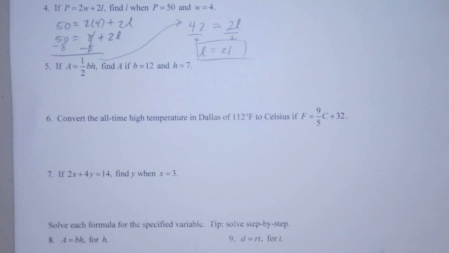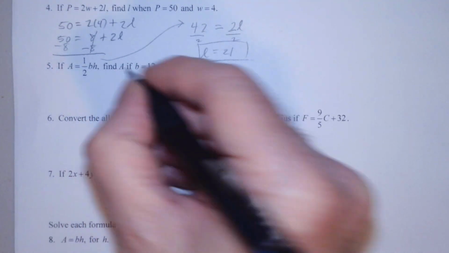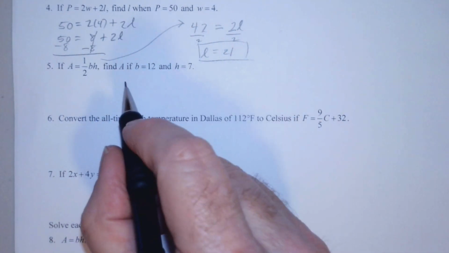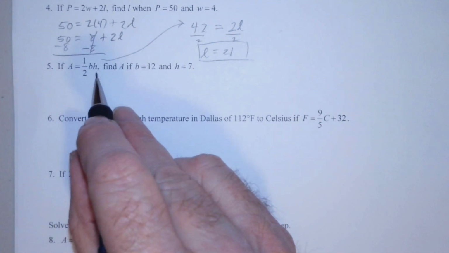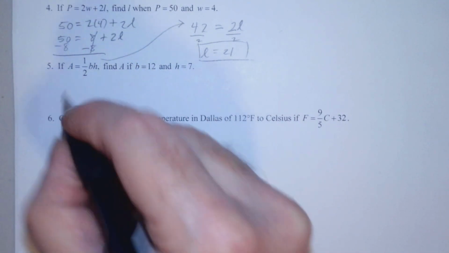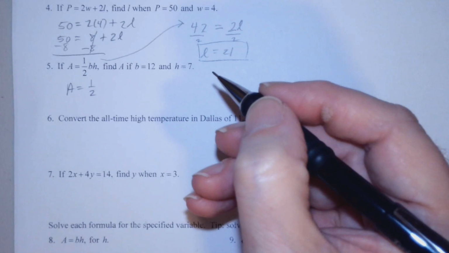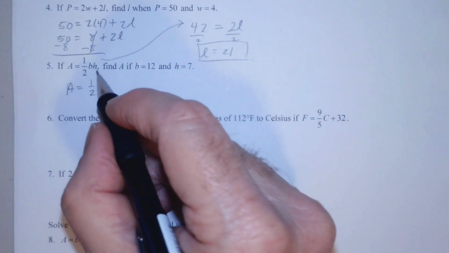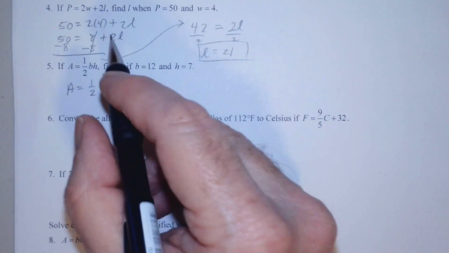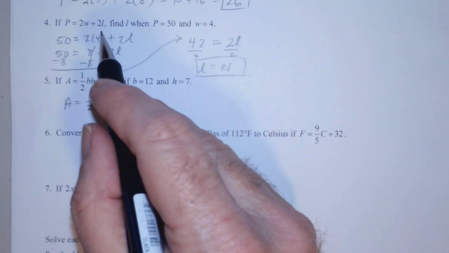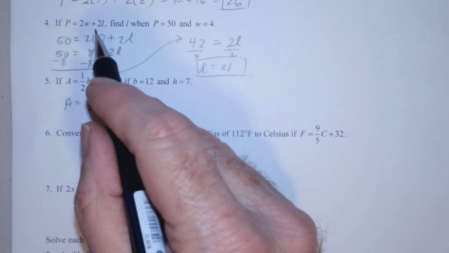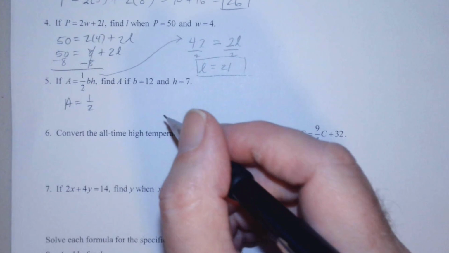All right, so let's go ahead and look at number 5. Notice this time we're looking for A, so we're going to have B and H, which they did give us. So we have A equals 1/2 times B, which is our base, or the bottom of the triangle. This is the formula for triangles. By the way, the one we were just working with is the formula for the perimeter of a rectangle.